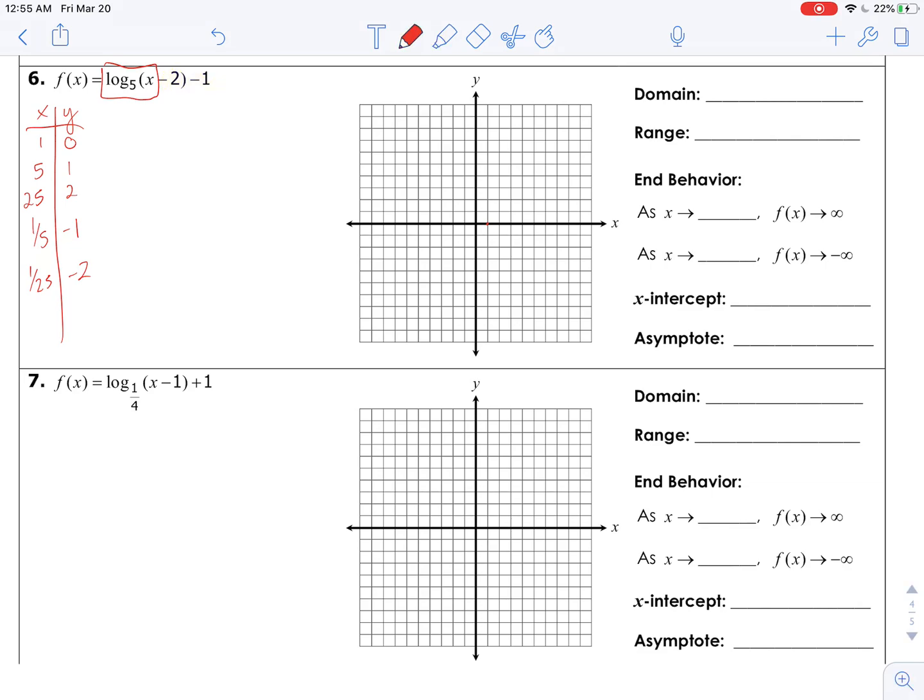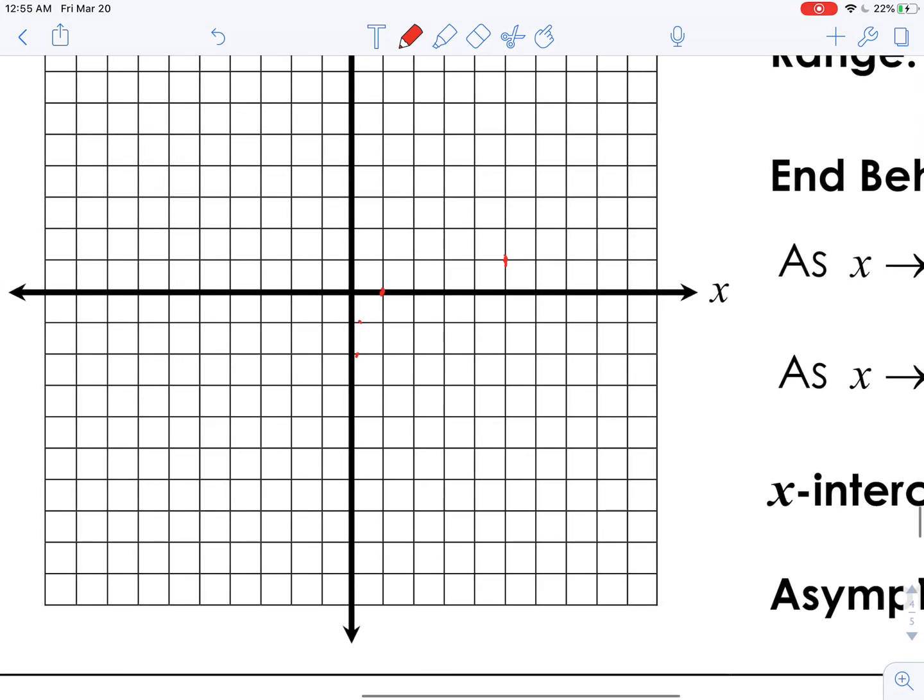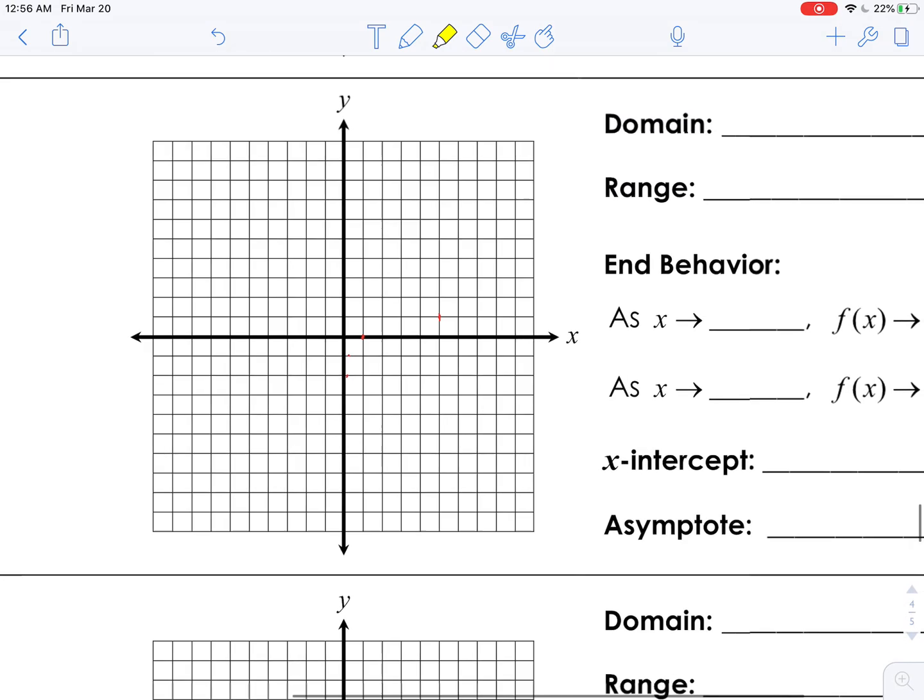So let's make some small dots, because we've got these transformations to worry about in a second. 1, 2, 3, 4, 5, 1. 25 is going to be way over here. I'm not even going to graph that one. 1/5 at -1, 1/25 at -2. So we can kind of get a trend. We can get an idea of what's going on here. Something like this. Of course, this will keep going up forever, very, very slowly.